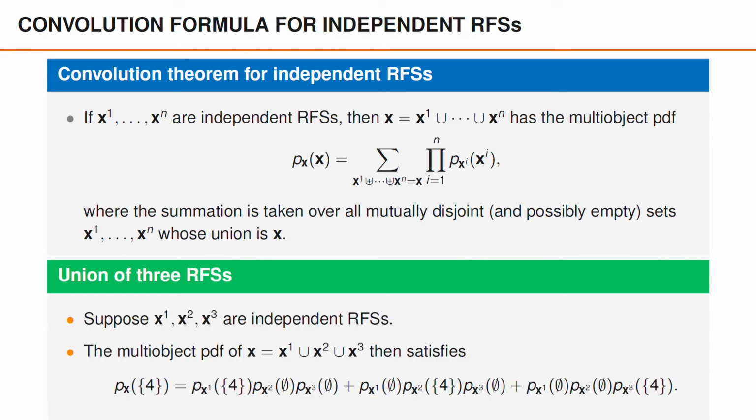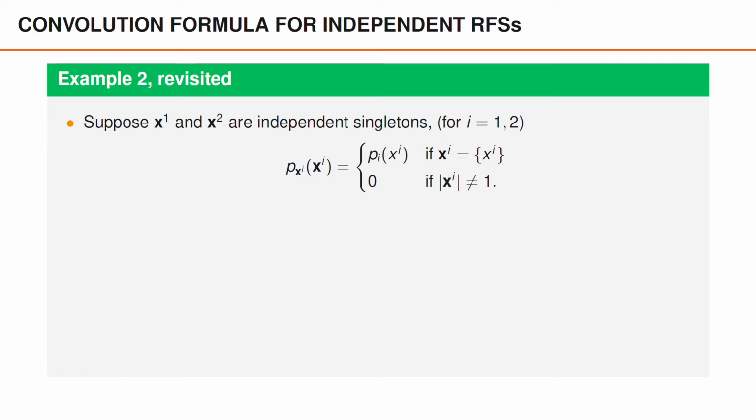For instance, suppose X is the union of 3 independent random finite sets, x1, x2, and x3, and that we want to evaluate the multi-object PDF of X for a set that contains the element 4. Then there are 3 possibilities. In all 3 cases, one of the 3 sets contain the element 4, whereas the other 2 sets are empty. In each term, we have a product of the multi-object PDFs of the different sets, which makes sense since the sets are independent. Let us finish with yet another example.